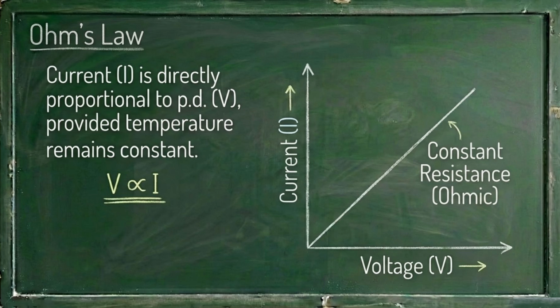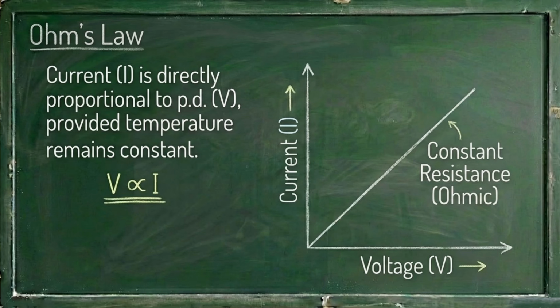That straight line is what we call ohmic behavior. It means the resistance is constant. It doesn't matter if you put 2 volts or 20 volts through it. The difficulty of getting through stays the same. But I'm looking at the fine print on the slide. There's a disclaimer. Provided temperature remains constant.